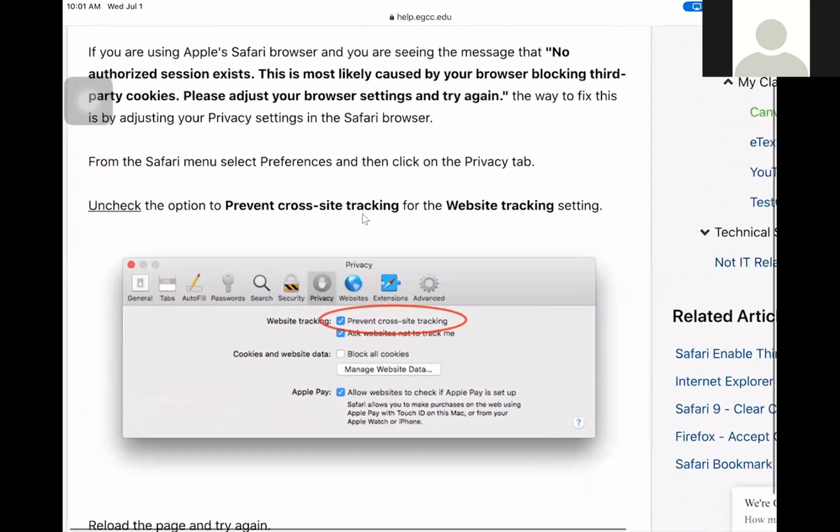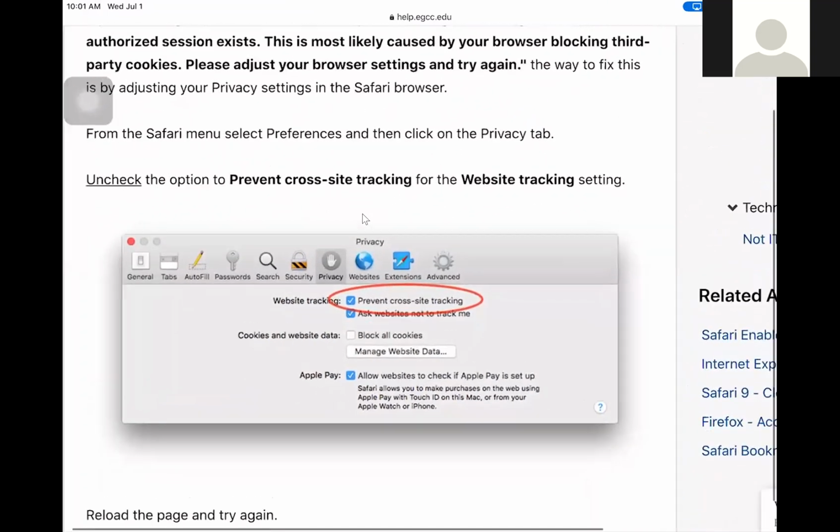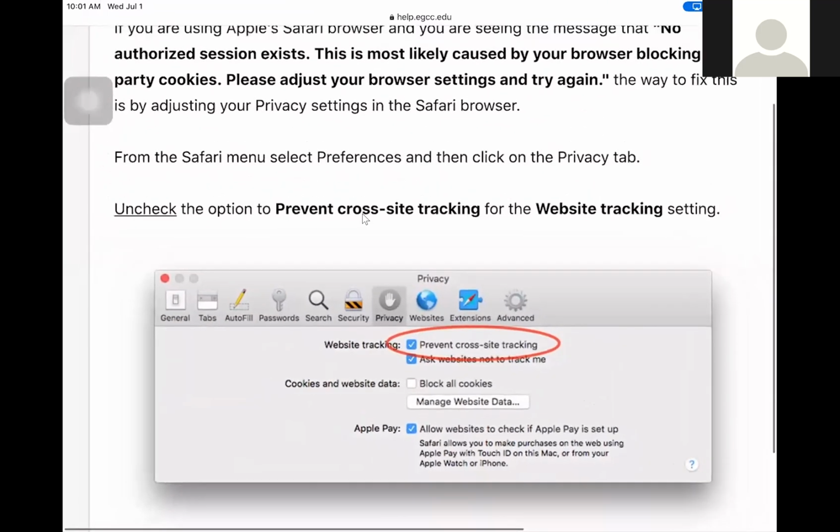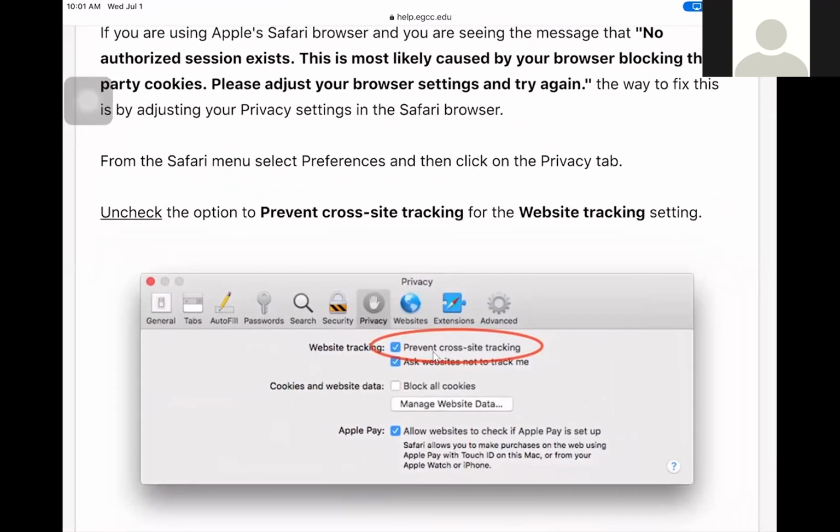Okay. So if you do have a Mac and if you're using Safari, what you want to do is uncheck the prevent cross-site tracking. So you want to uncheck that. So in Safari, what you want to do is go to the privacy.